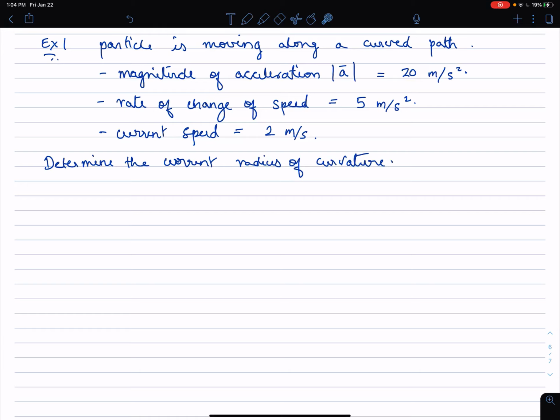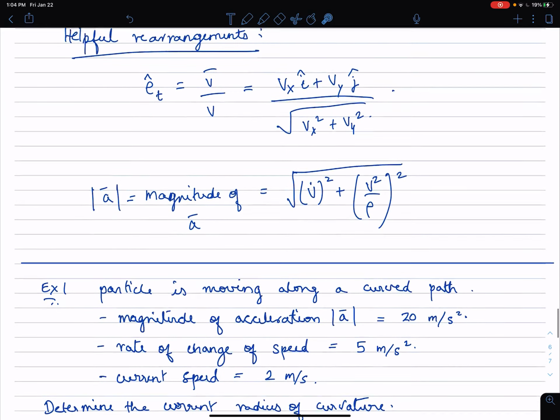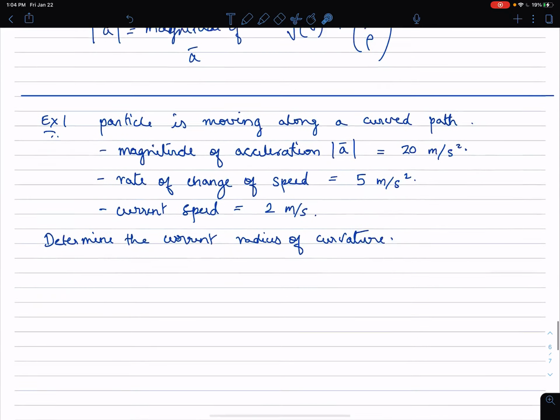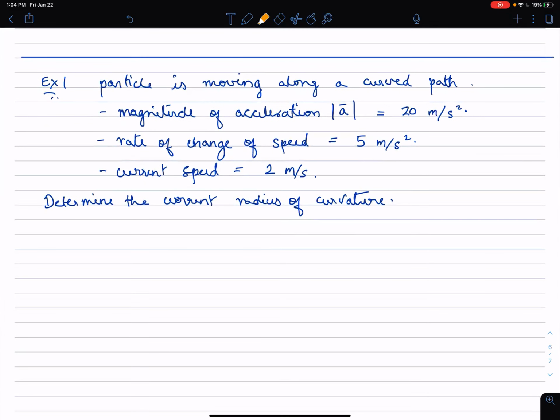Okay, so the magnitude of acceleration is given to be something, and then the rate of change of speed is given to be something else. This seems perhaps slightly confusing if you equate magnitude of acceleration to the rate of change of speed, but you want to realize that they are actually different quantities. The rate of change of speed is different from the magnitude of acceleration. So recall, first of all, that in tangential normal coordinates, as soon as people say radius of curvature, rho, you want to say tangential normal coordinates.